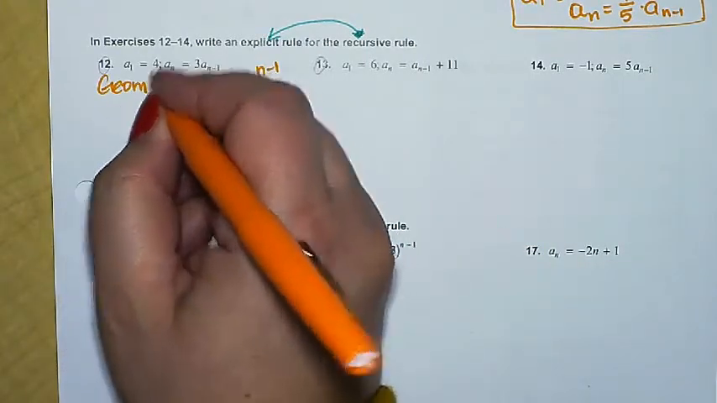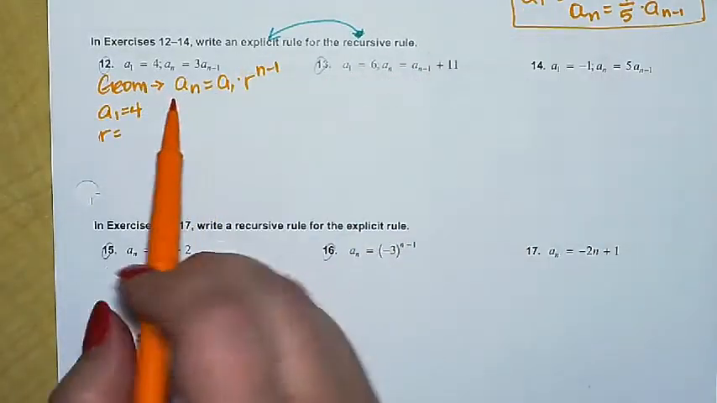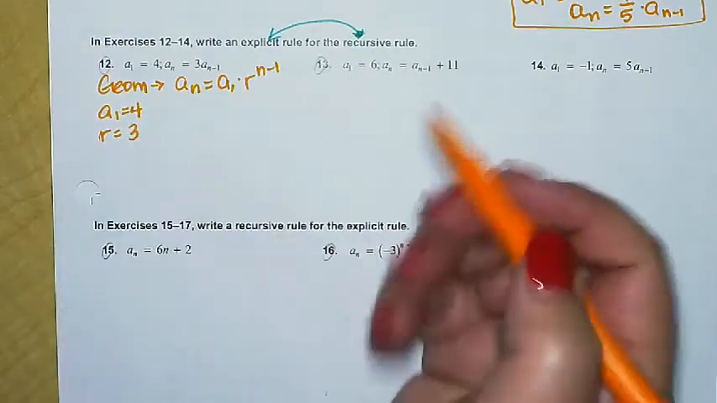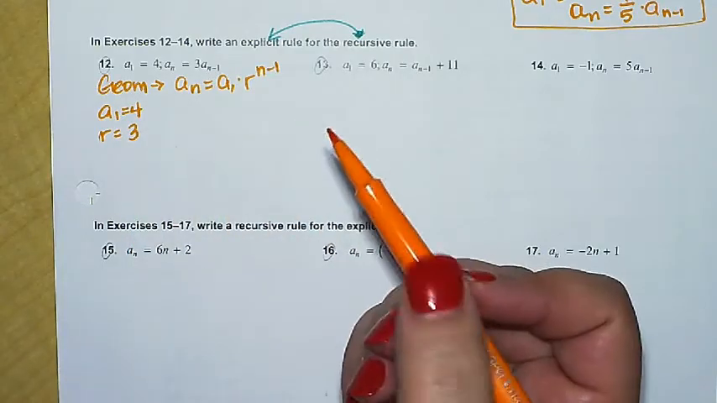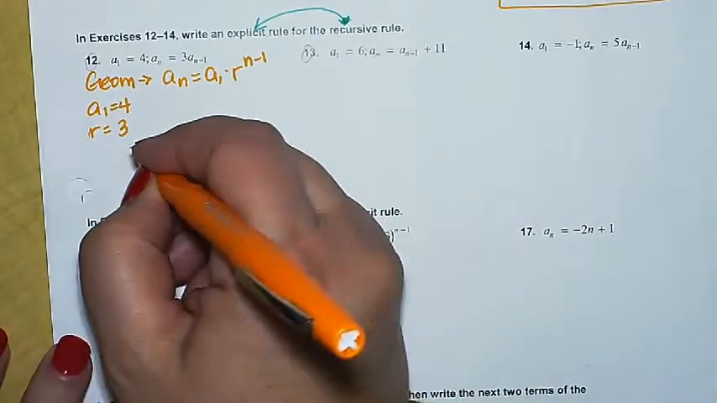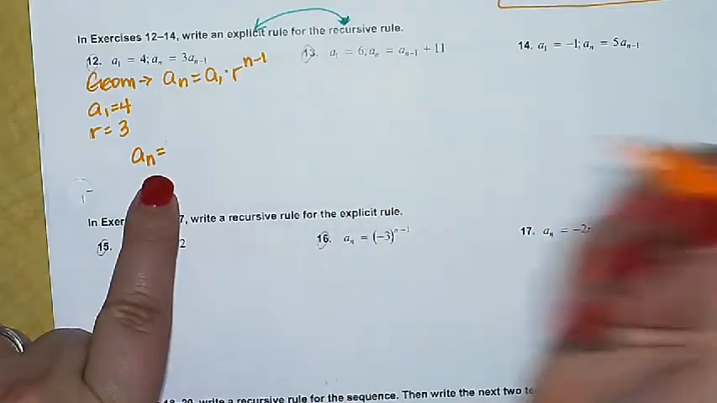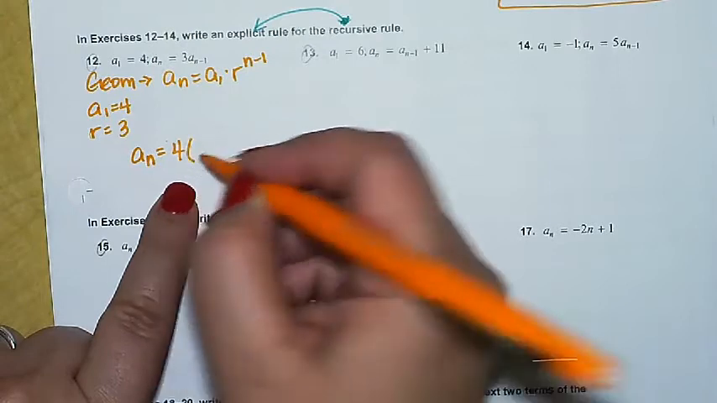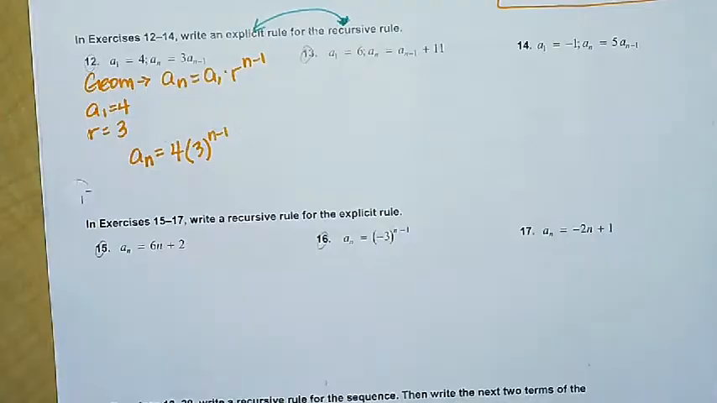Okay, so according to this, my first term is 4. My common ratio is going to be, in my recursive, what they're multiplying the previous term by, which is 3. So this is telling me each new term is equal to 3 times the previous, so that 3 is your common ratio, what you're multiplying by. And then I can just write my explicit formula. So my explicit formula here would be that I can find any nth term by making sure I take the first term, which is 4, and multiply it by the common ratio, 3, raised to the n minus 1.